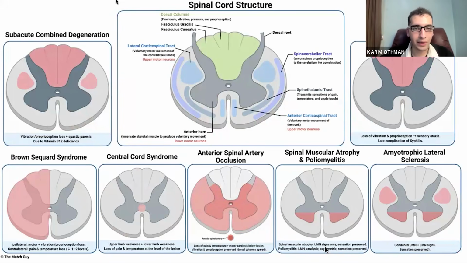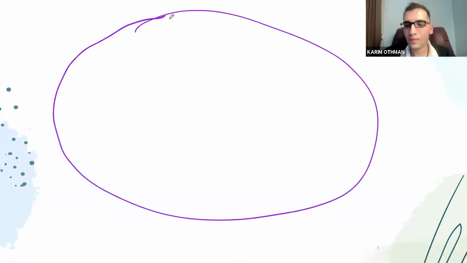Now, the way I love to teach the spinal cord, I don't love to teach it like this, but I love to teach it on a whiteboard first, guys. And we will try to make sense out of it. So that's the spinal cord here.